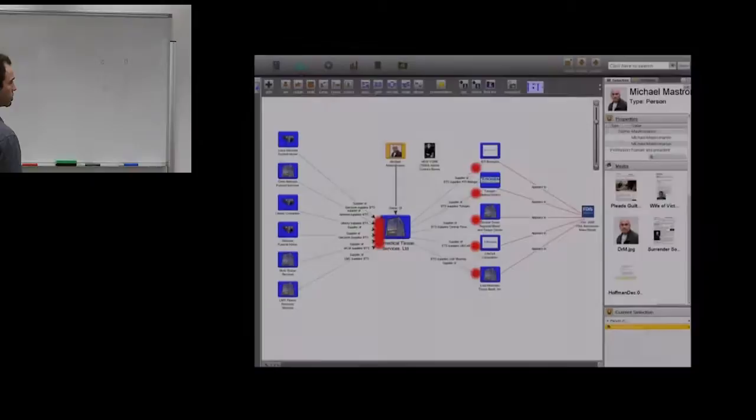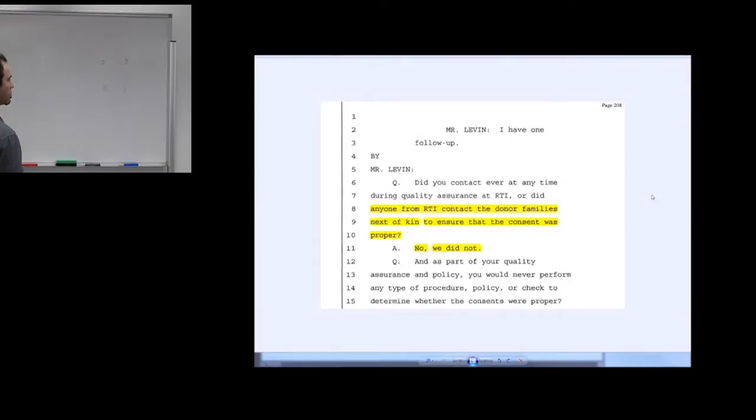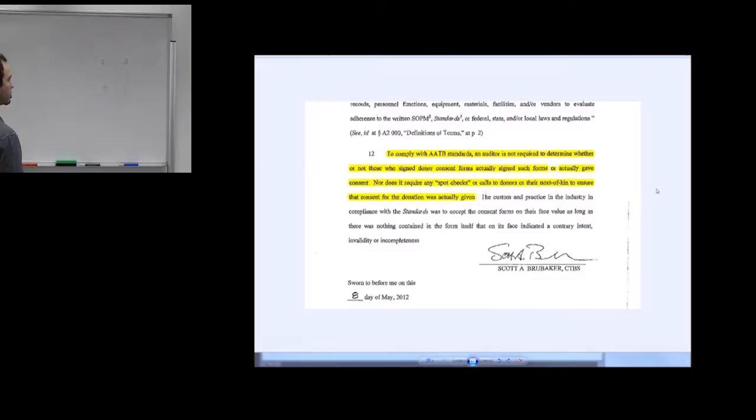When we started looking through court files and started talking to people, we realized that neither companies nor the FDA had ever tried to verify whether consent was actually given. No one cross-checked the files until after the industry was alerted to a pending criminal investigation. So what's the bottom line here? Why should we care? Well, you should care because regulations are ineffective.